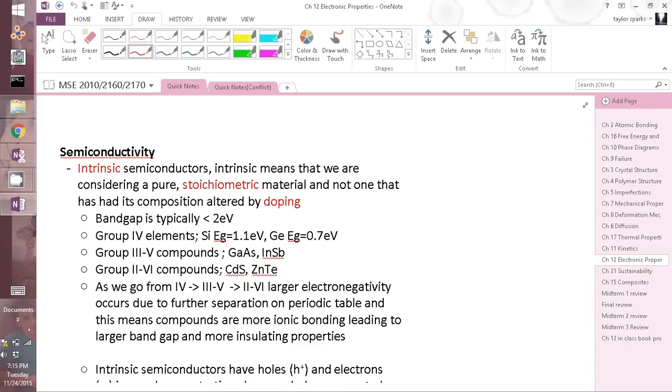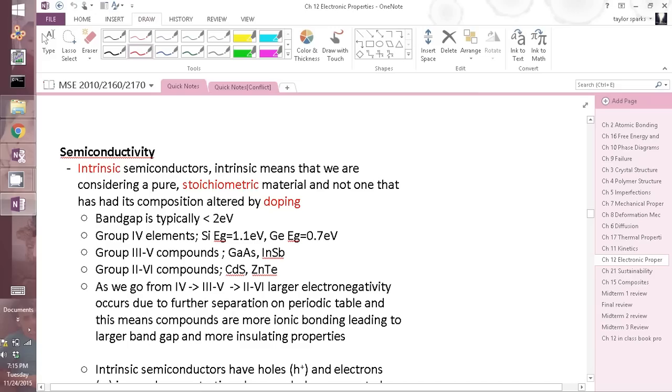Now, if we dope it, meaning we exchange some of the atoms with something else intentionally to modify its electronic properties, that would be extrinsic, and we'll give you some examples of those in a minute. Some things to recognize about intrinsic semiconductors, that they typically have a band gap less than 2 electron volts, and they commonly consist of group 4 elements, so silicon or germanium, for example.